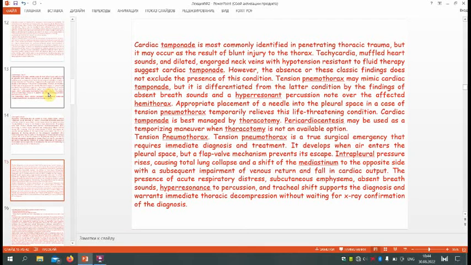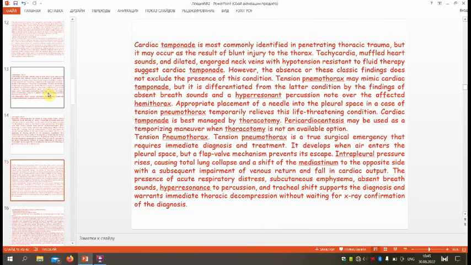Cardiac tamponade is most commonly identified in penetrating thoracic trauma, but it may occur as a result of blunt injury to the thorax. Tachycardia, muffled heart sounds, and dilated and engorged neck veins with hypotension resistant to fluid therapy suggest cardiac tamponade. However, the absence of these classic findings does not exclude the presence of this condition.